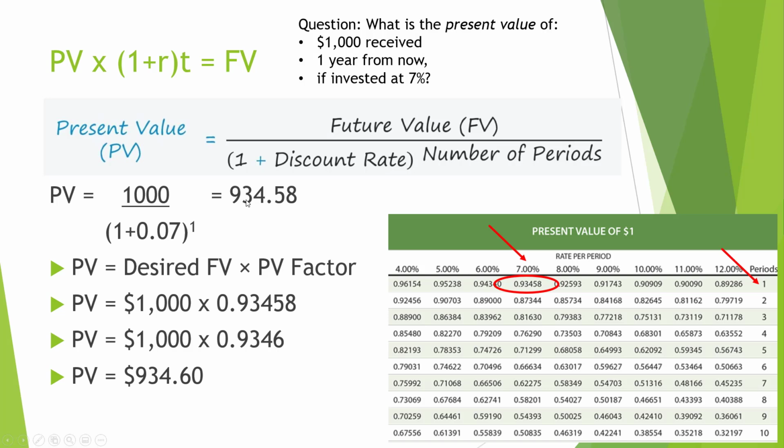So when I plug in all my numbers, there's my $1,000 or my future value on the top that I'm expecting to receive. Then my 1 plus the 0.07, because that's how I write 7% as a decimal. And then the 1 here is because the 1 year that is in the future. And when I plug all that in, I get $934.58.